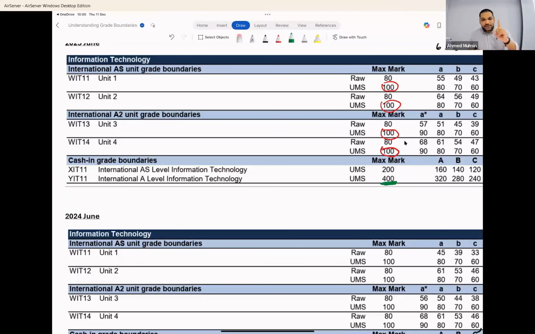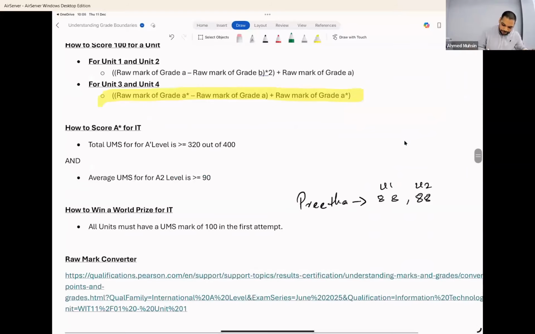Condition number 1 to score an A star is what? Your total UMS for A level should be greater than or equal to 320. Ishan, does it make sense? Your total A-level UMS should be 320 or above, which you don't know yet. But it is achievable.